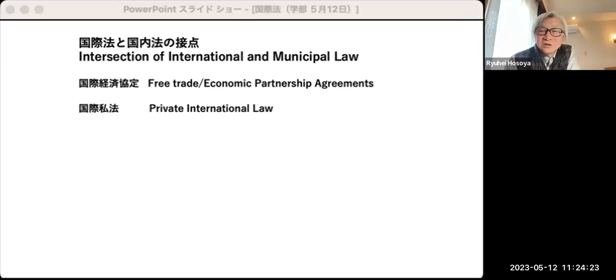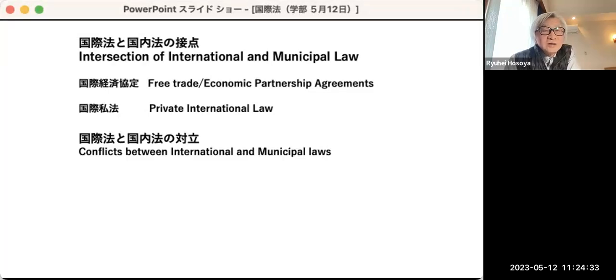compared to the whole issue of the intersections. The more important question arises where there is a conflict between the two systems, and what kind of case are we looking at? Well, for example, there's the wartime labor dispute issue.